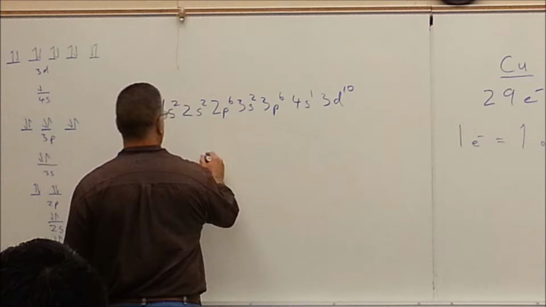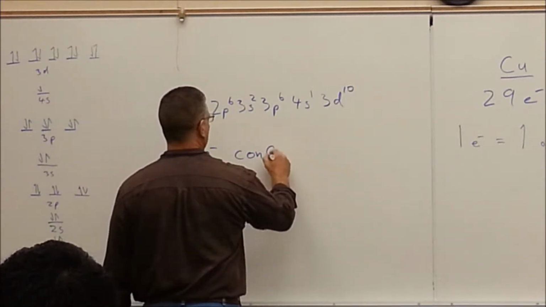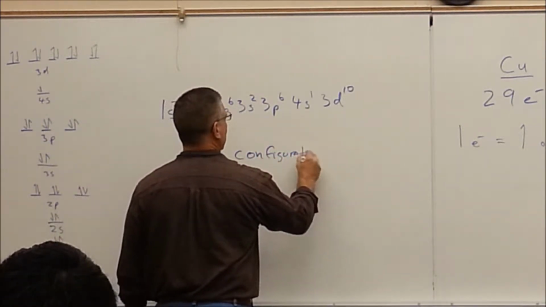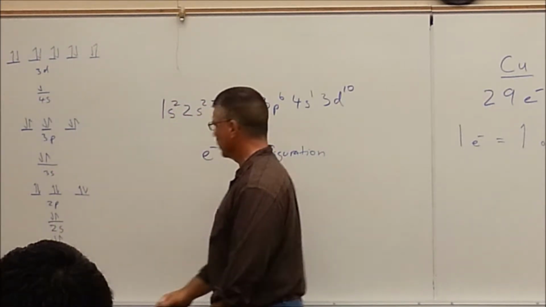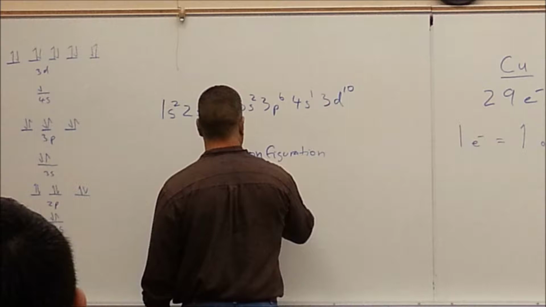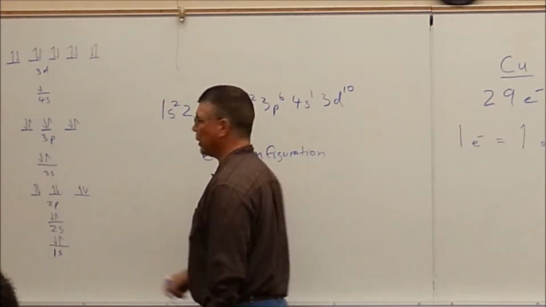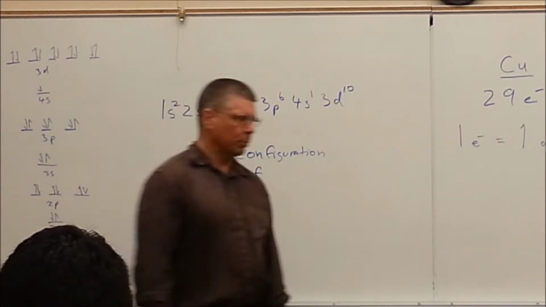If you go to a noble gas, you just go straight to the Kr or whatever. Electron configuration.